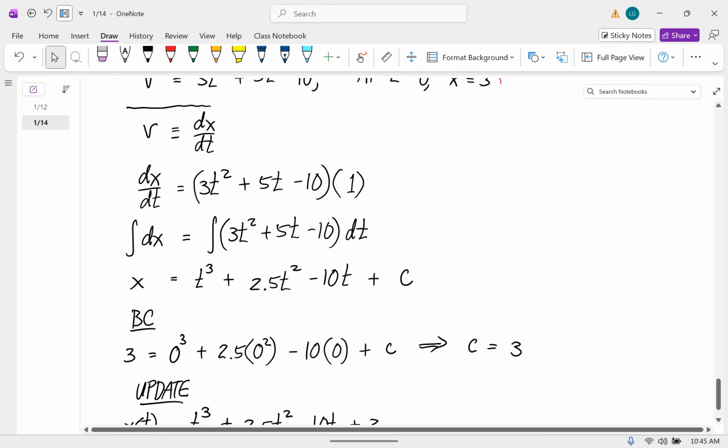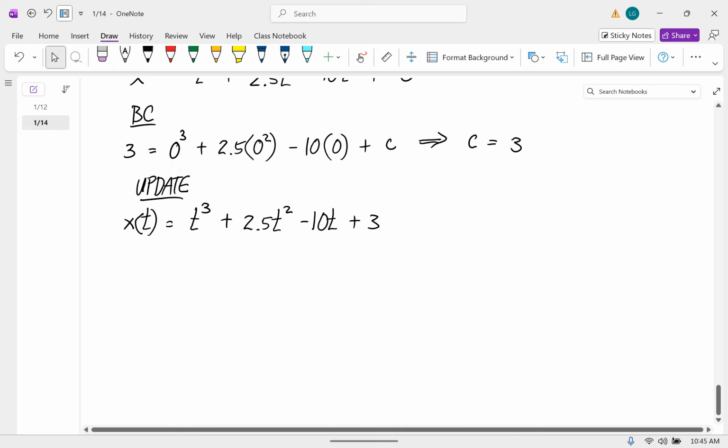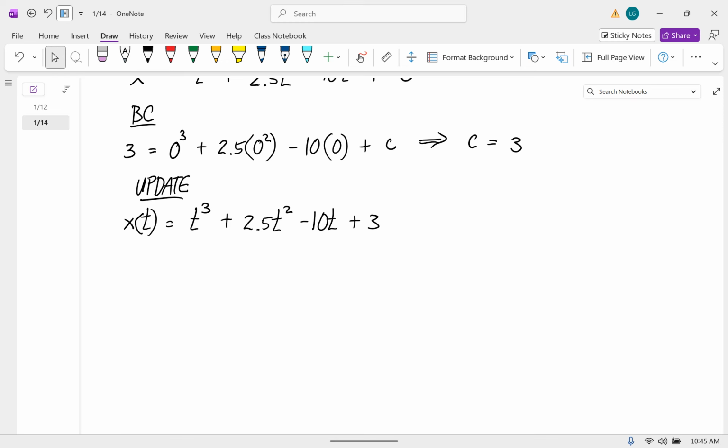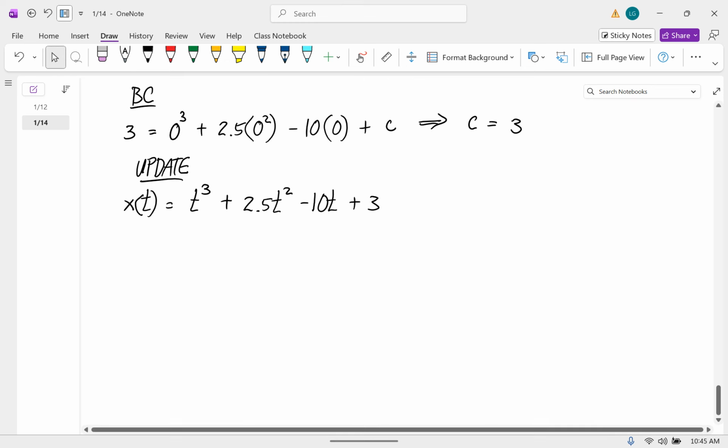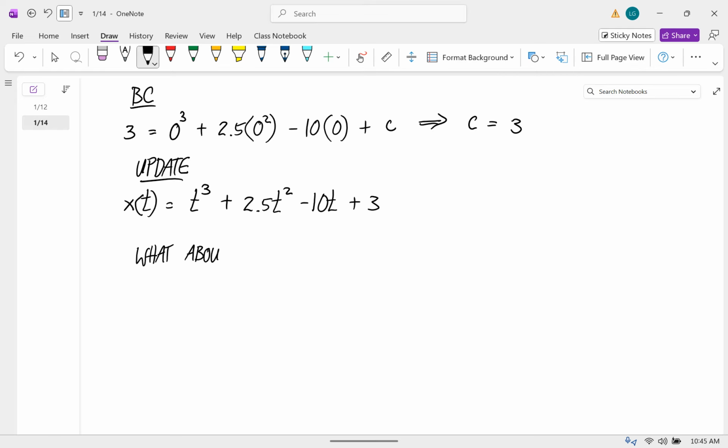Okay. Well, what if you have higher derivatives? We won't really care about anything higher than second derivatives in this class, but we'll see a lot of second derivatives. So, what about higher derivatives?